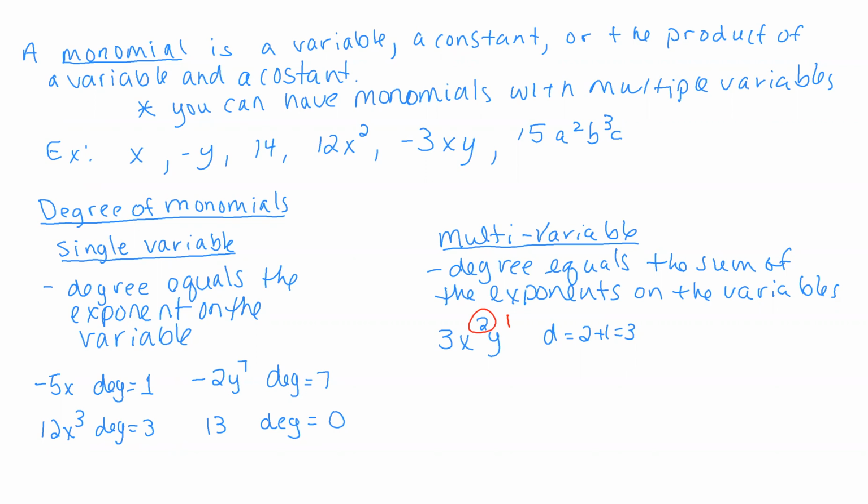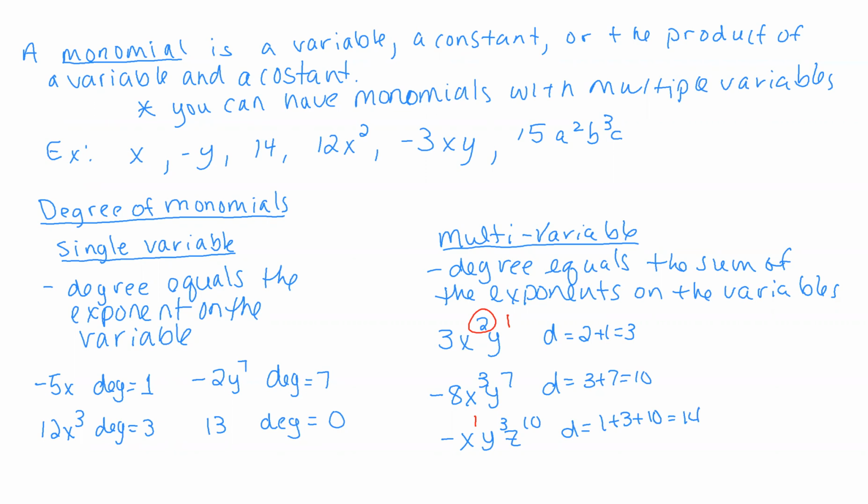Okay. So I could have something like negative 8x to the third y to the 7th. Well, the degree here would end up being 3 plus 7, or 10. I could have something like negative x y to the third z to the 10th. The degree here, well, I have a pretend 1 on my x, so my degree would be 1 plus 3 plus 10, or 14.